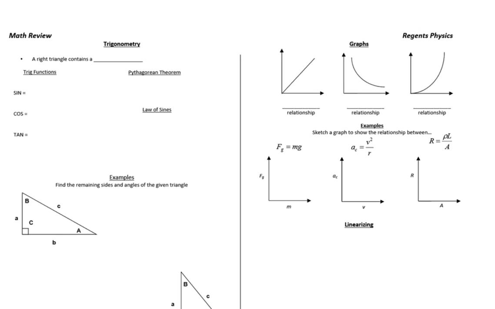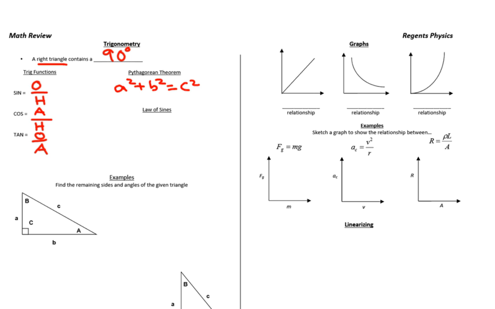Last on our tutorial here is a little bit of trigonometry. The definition of a right triangle is a triangle that contains a 90-degree angle. You may have remembered your trig functions as SOHCAHTOA: sine equals opposite over hypotenuse, cosine equals adjacent over hypotenuse, and tangent equals opposite over adjacent. The Pythagorean theorem: a squared plus b squared equals c squared.